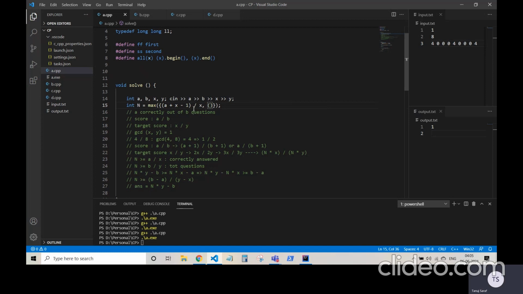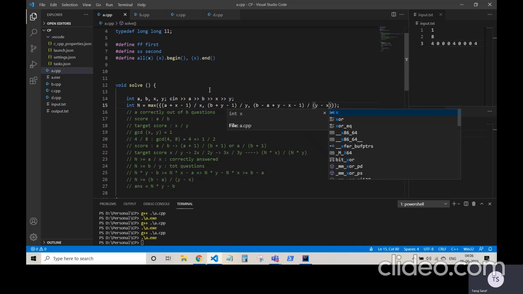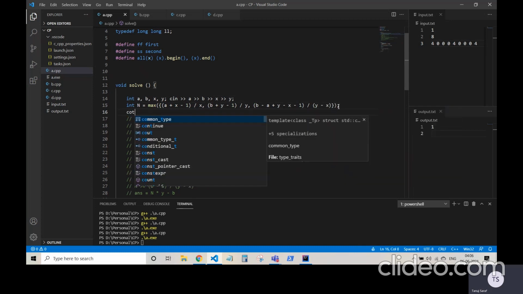Right? And since we are taking a max of three quantities, I will use this implementation. The max function in C++ is actually overloaded, and if we want to take the max of more than two values, we can put all the values inside curly braces, right? So now we have to take the ceil of b by y, so that is (b plus y minus 1) divided by y, and the last value is (b minus a plus y minus 1) divided by (y minus x), right?